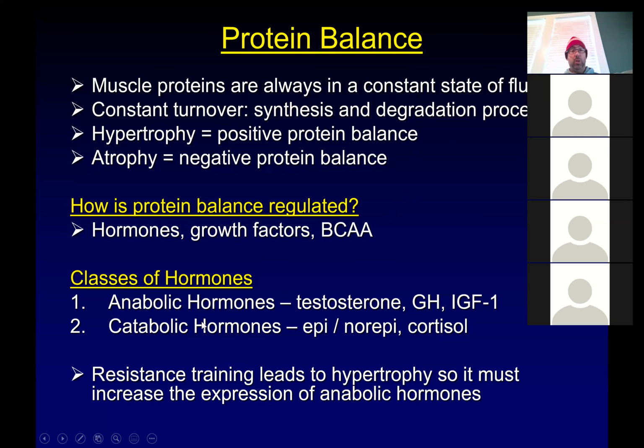Okay, so with resistance training, we know that we're going to generally be able to get hypertrophy, so it probably increases expression of anabolic hormones. It probably activates or increases the expression of some growth factors, okay? And it absolutely does. And so I'm going to show you guys a little bit of evidence on what we know happens with these anabolic hormones following resistance training.